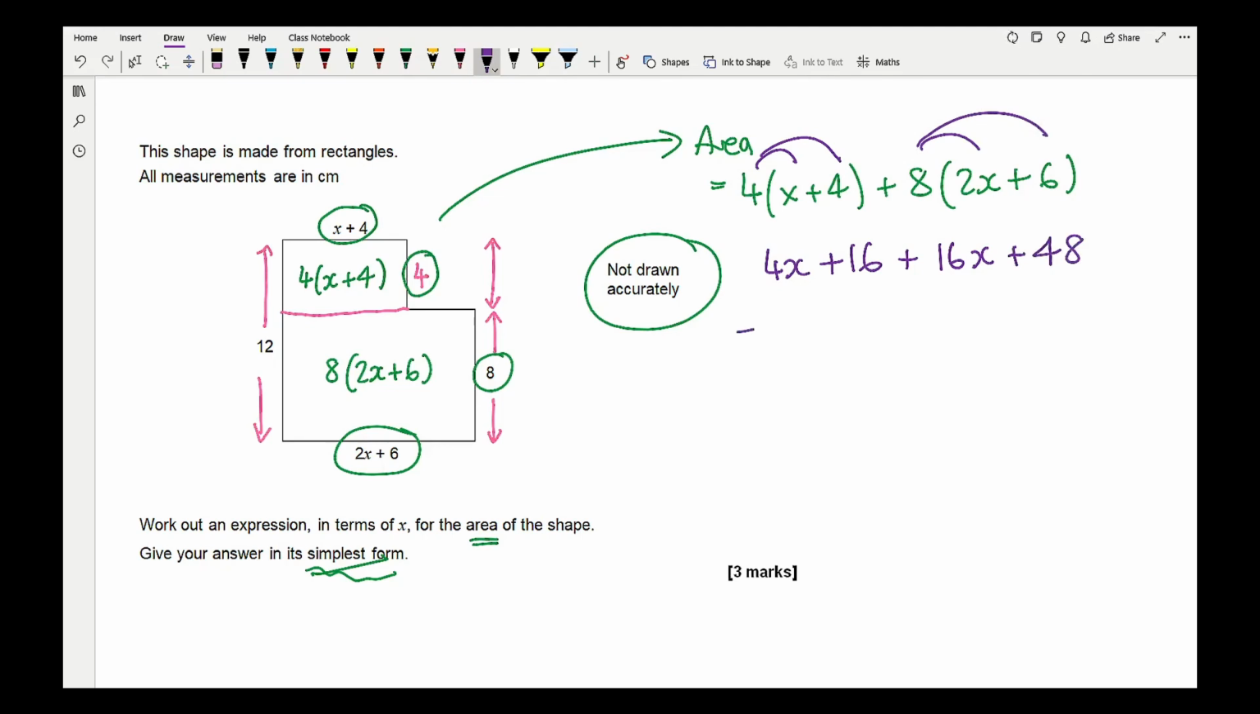And then adding them up, I get 20x plus, that's going to be 58, 60, and there is my final answer. And the units are going to be in centimetre squared. And again, if I want to put that in brackets, then that is absolutely fine. So that there would be my final answer.